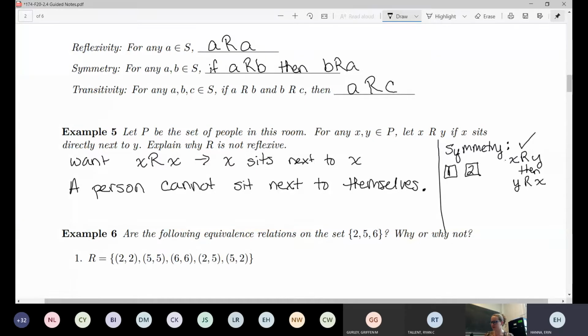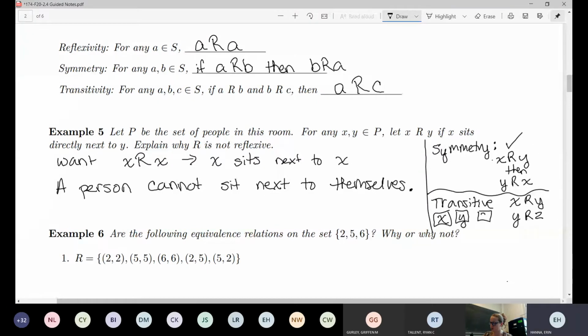But if you think about transitive, again, we weren't really asked these, I'm just doing an extra side note here. So transitive, if you have X sitting next to Y, so if X is related to Y, and then Y is related to Z, well then Y is sitting next to Z.